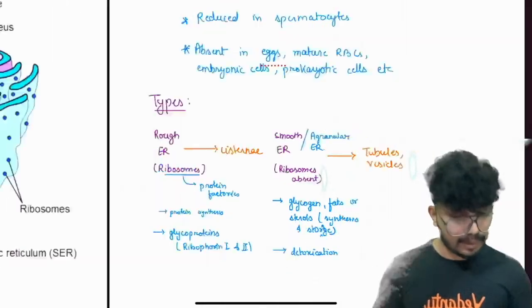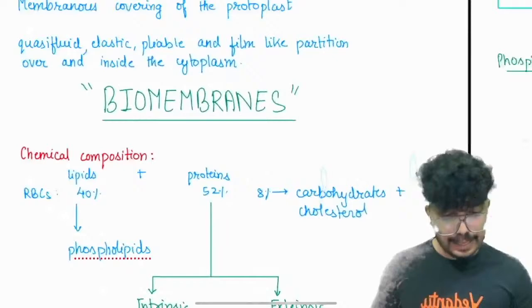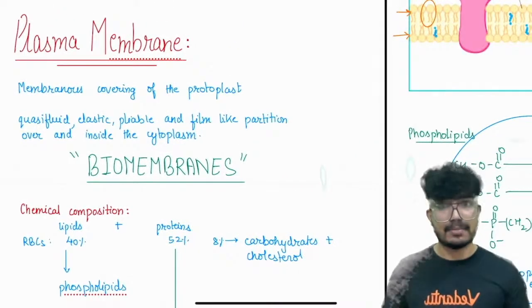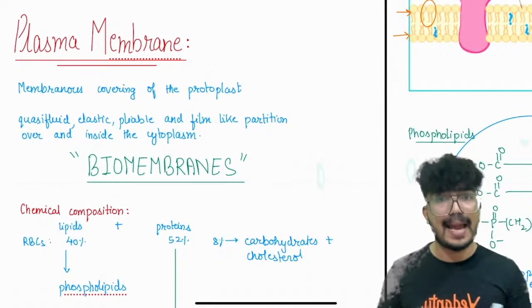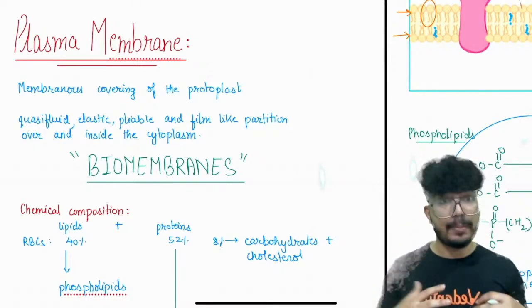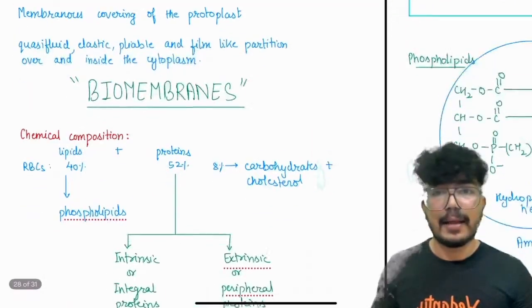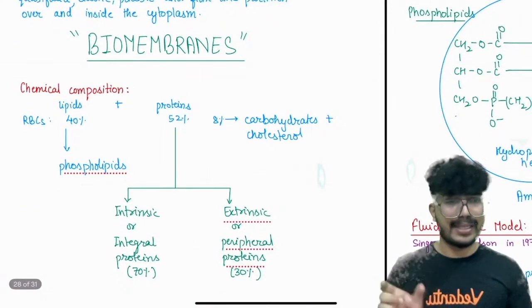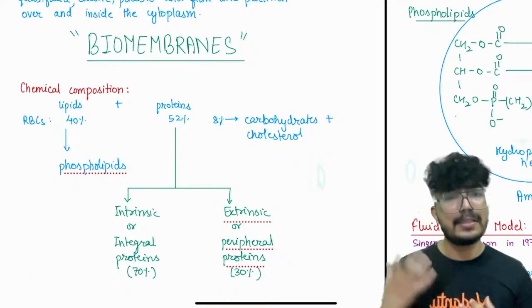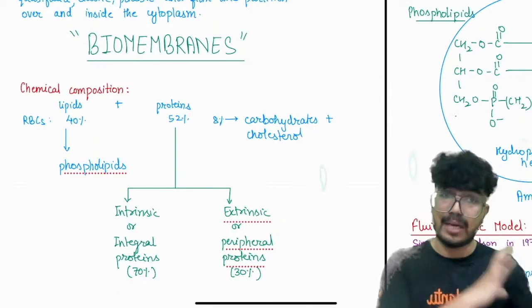Now we can take a quick summary of what we have learned in the whole class. First of all, I taught you the definition of the plasma membrane. It is a quasi-fluid, elastic, pliable and film-like partition over and inside the cytoplasm. We use the term biomembranes to represent the membranes that are inside the cell and outside the cell, right? Then the chemical composition, where we took the example of RBC. The membranes are primarily made up of lipid and protein. For RBC, 40% lipid, 52% protein, and the rest 8% carbohydrates and cholesterol.